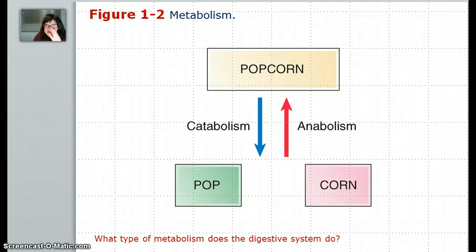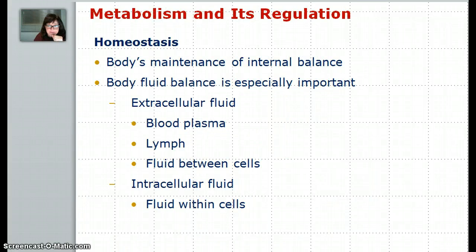An example here is the word popcorn is a large word. If you break it down, you get pop and corn, and if you put them together, you get popcorn. And these are examples of what happens in the body. Very good here. Catabolism means breaking down. So if you have a carbohydrate and you break it down, you will get glucose. If you have glucose and you go through the process of anabolism or building, you can have a starch molecule or glycogen, which is then stored in the liver. Okay?